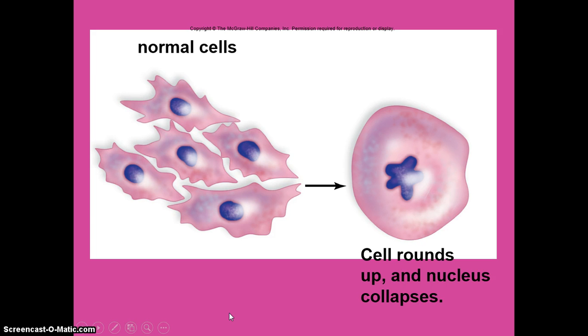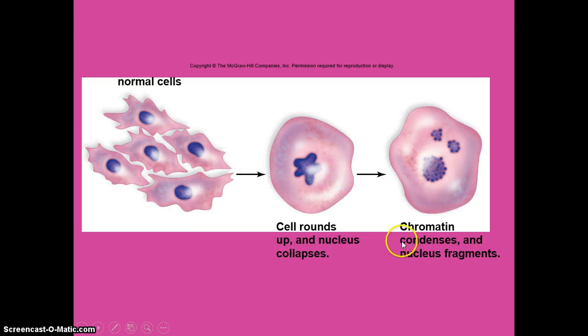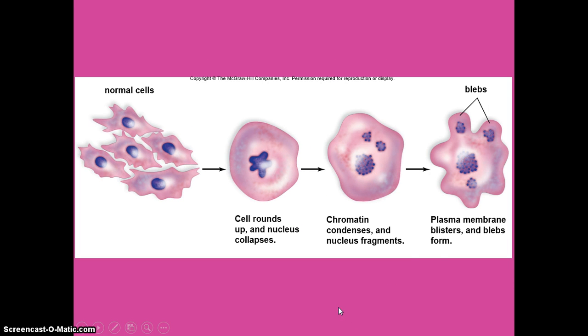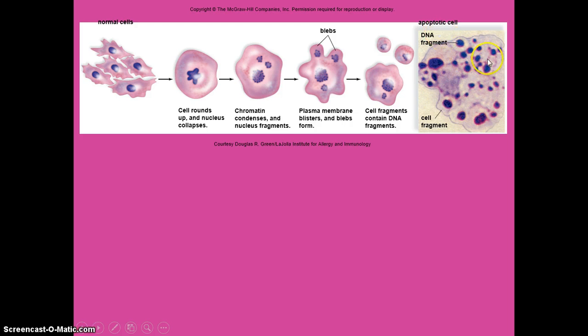All right, let's look at some normal cells. The cells round up and the nucleus collapses. The chromatin, this is all apoptosis. The chromatin is going to condense and the nucleus is going to fragment. You have blebs that are formed, and this is the plasma membrane blistering and forming those blebs. And then you have the cell that's going through apoptosis.